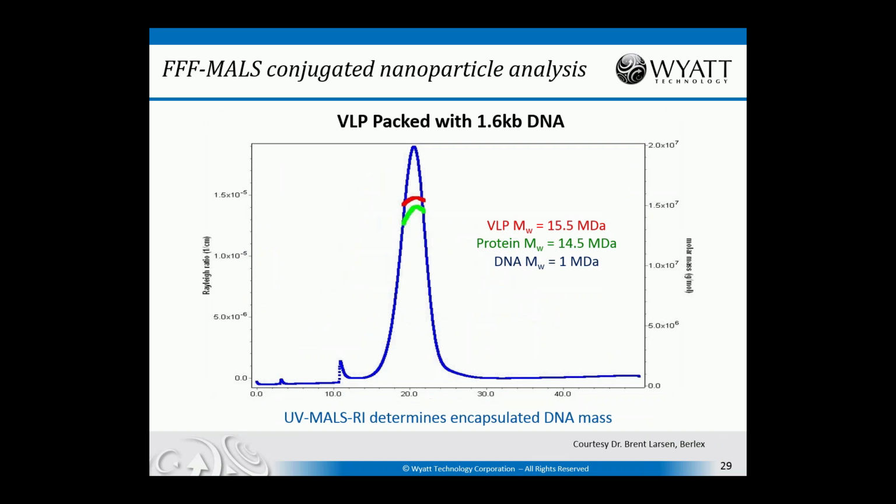The same type of conjugate analysis using 3 detectors that I described in the context of SEC-MALS can also be used with FFF-MALS. And this is an example of a virus-like particle with a payload of DNA. Again, using the 3 detector technique, we can determine independently the molecular weight of the payload, which was about 1 megadalton, the protein, which was 14.5 megadaltons, and of course the total molecular weight being the sum of those, 15.5 megadaltons. So this is a really good way to verify that your payload is in fact encapsulated in the delivery vehicle.